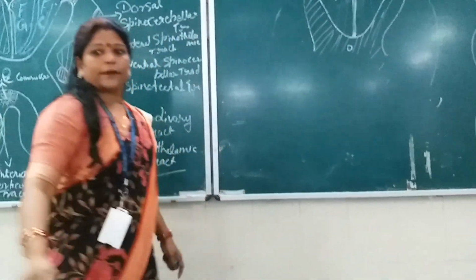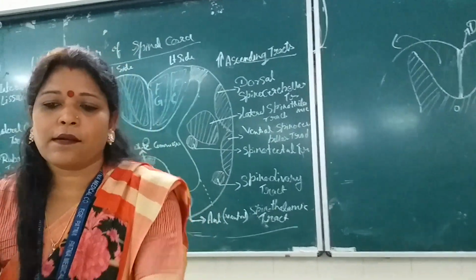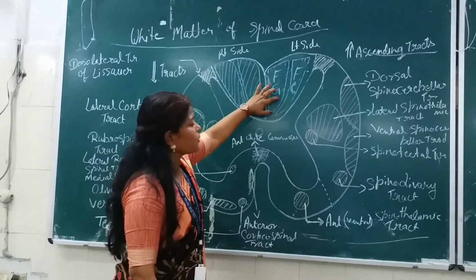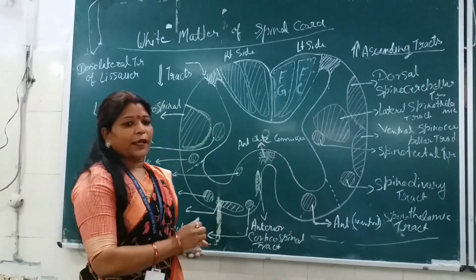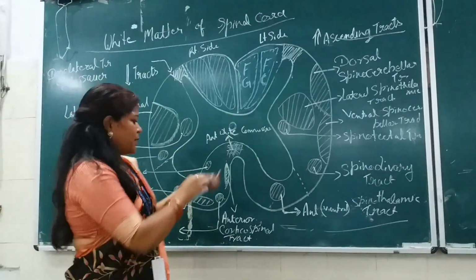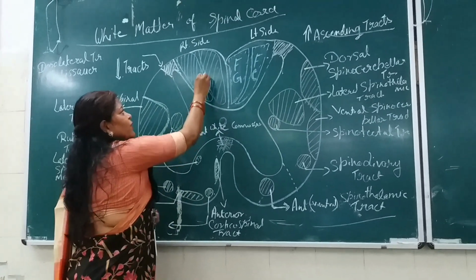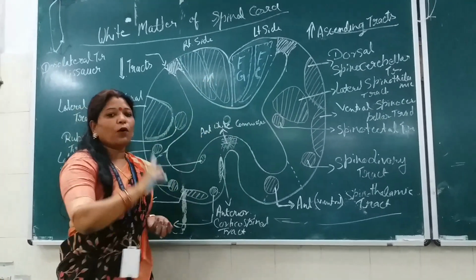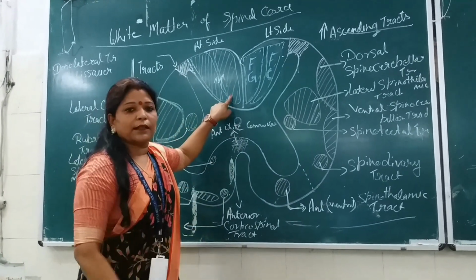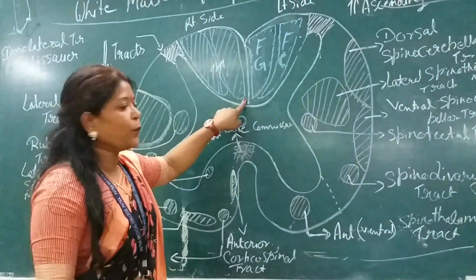Now look here in this diagram. The dorsal funiculus or the dorsal column is mainly carrying the ascending tracts. That means whatever tract you get in the dorsal column will be an ascending tract. No descending or motor tract is present in the dorsal column or the dorsal funiculus. You get the point?